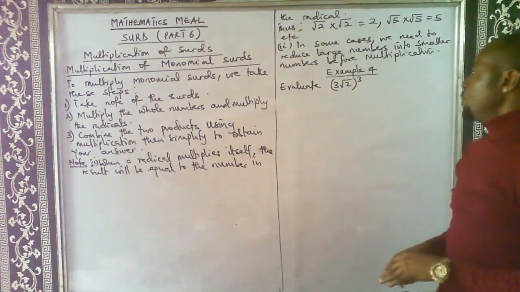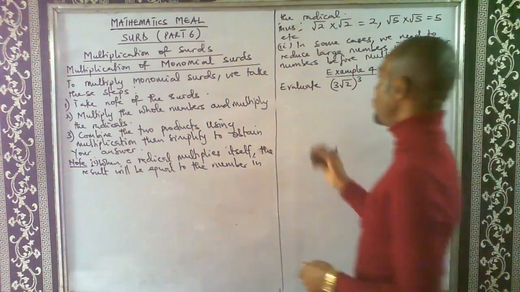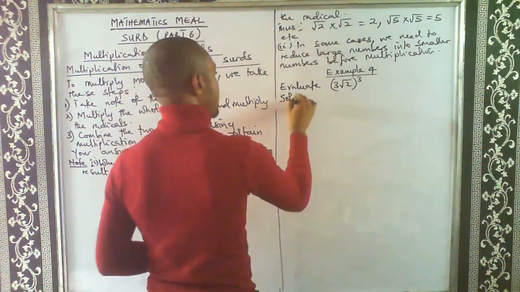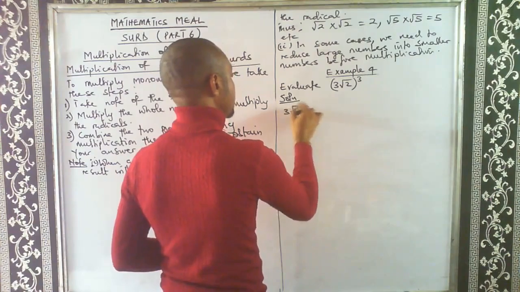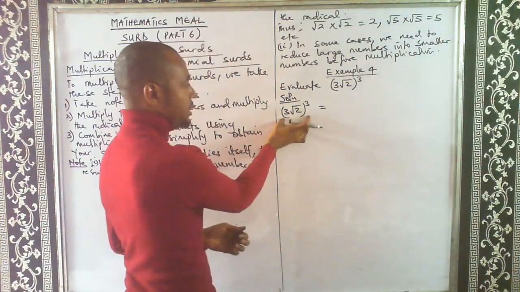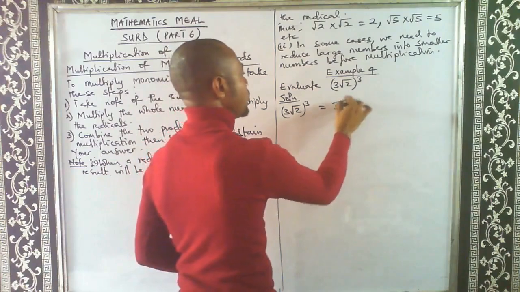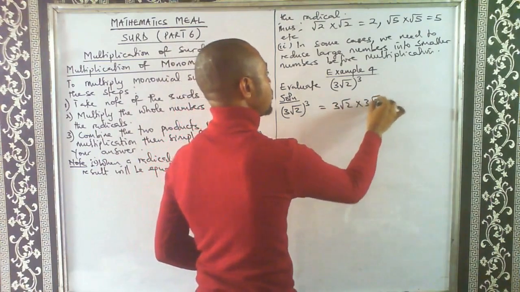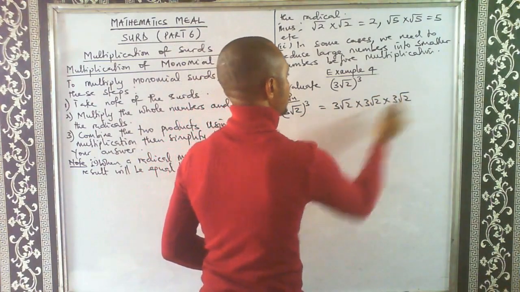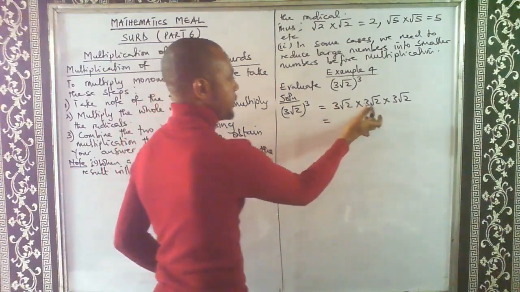Evaluate 3 root 2 all raised to power 3. We know what this means from your knowledge of indices. It means multiply this base 3 times. So this is 3 root 2 times 3 root 2 times 3 root 2.